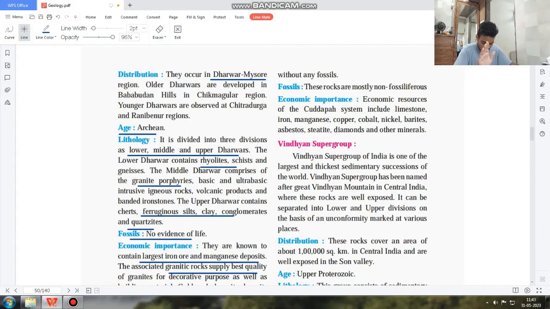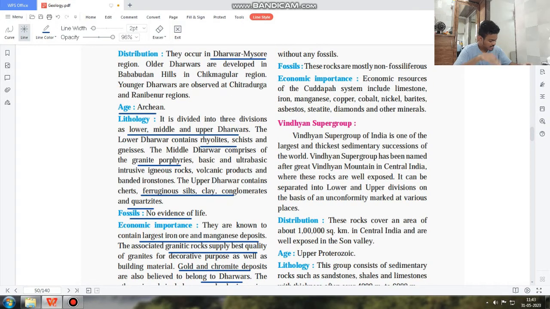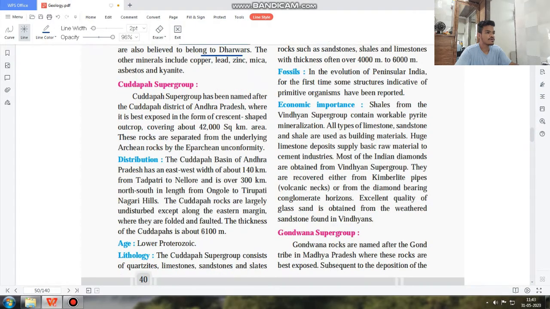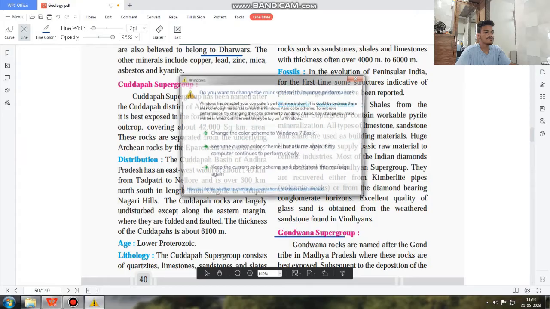Actually, this comes for 3 marks. Last year, in 2022, Gondwana supergroup had come. And Deccan province, 2 comes. Okay, so 2 comes, 2 might come or 1 might come. Last time Gondwana had come. This had come in 2022. Okay, so let's move on to the next part.